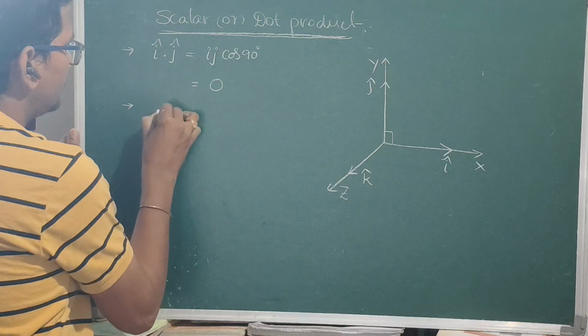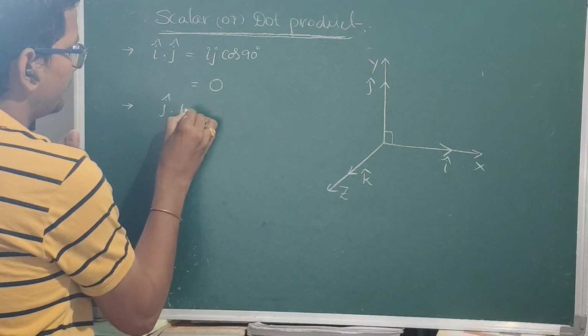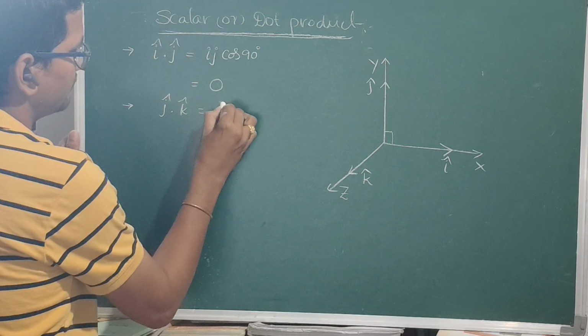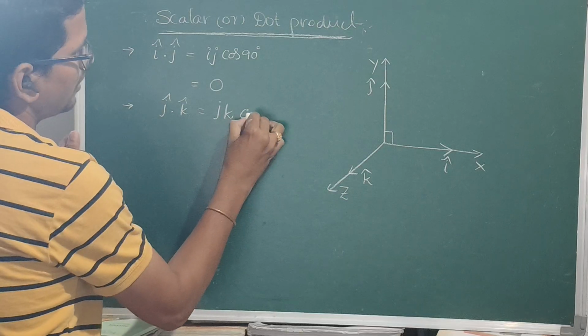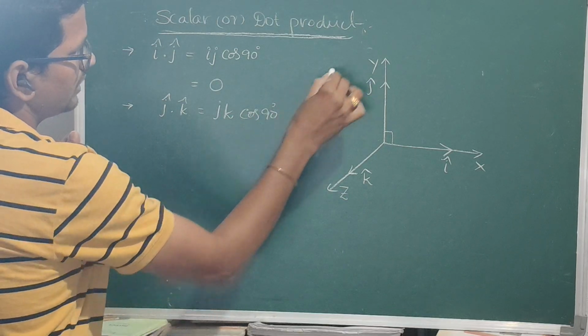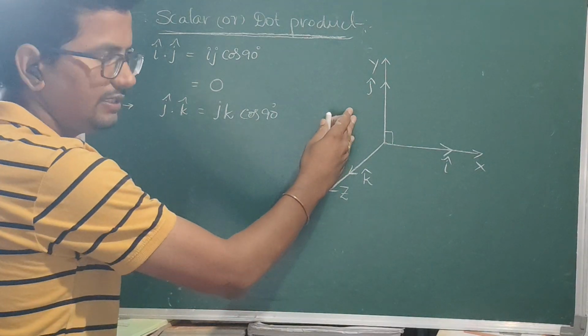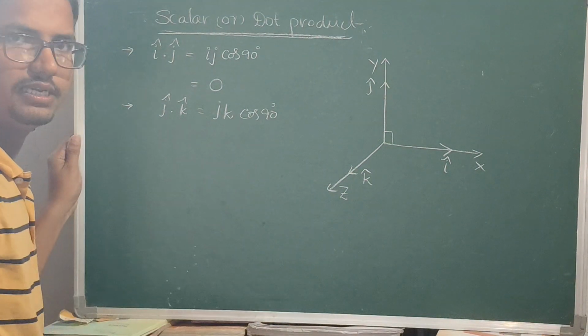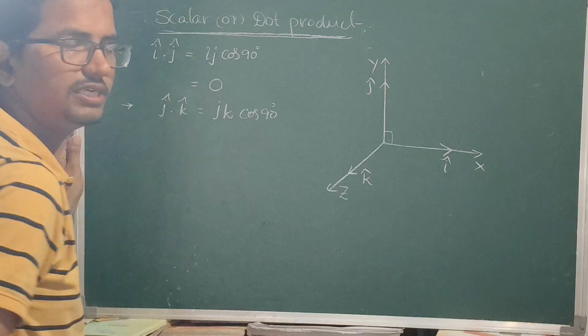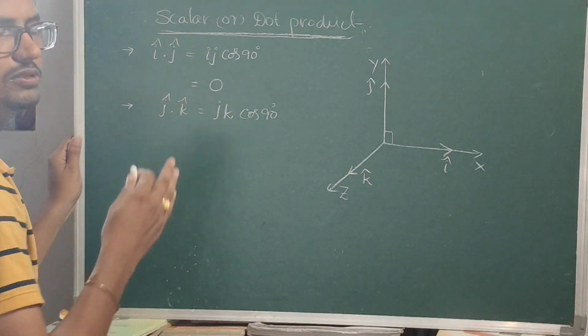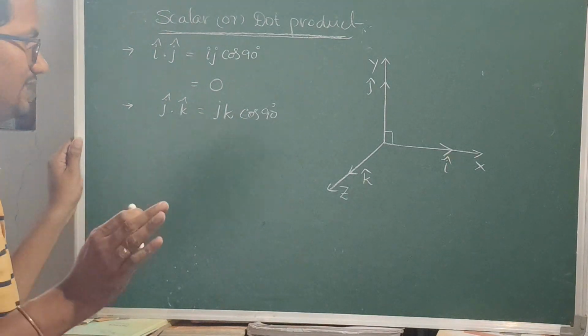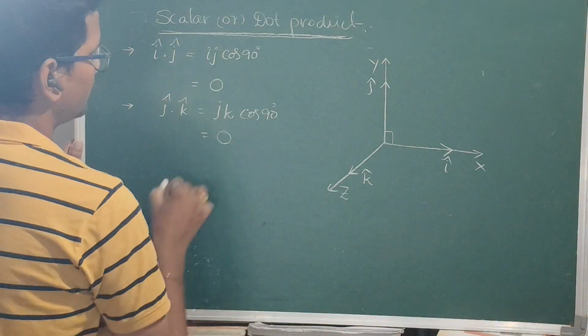And next one, j cap dot k cap. J cap dot k cap, same. J k cos 90, because those are mutually perpendicular. X-axis and y-axis is 90 degrees. Y-axis and z-axis makes 90 degrees. Z-axis and x-axis makes 90 degrees. Those are mutually perpendicular with each other. Cos 90 value is 0.